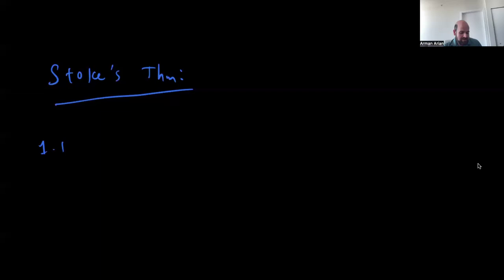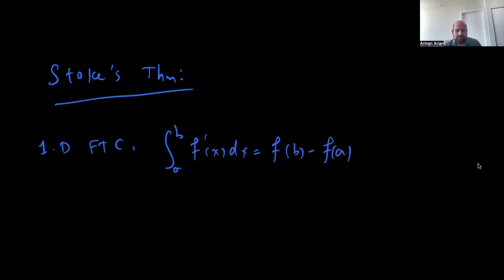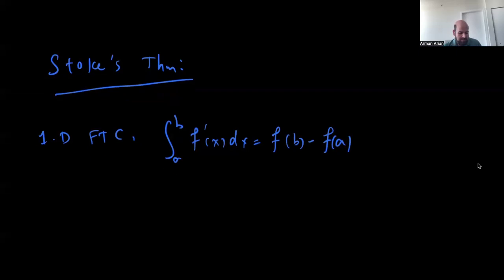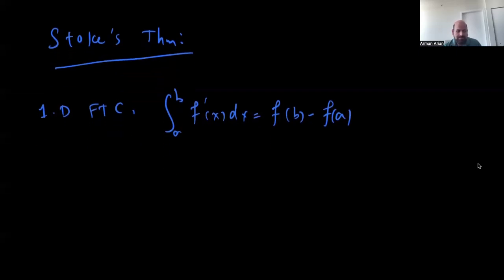So 1D FTC was saying that the integral from a to b of f prime of x dx equals f of b minus f of a. And so also for Green's theorem, so these are the reminders.